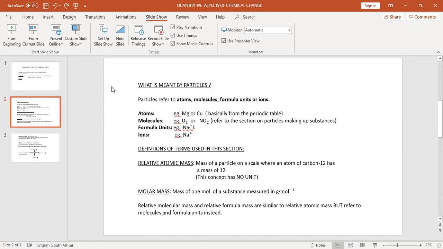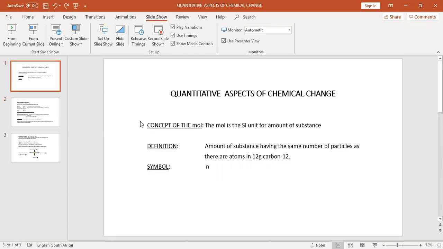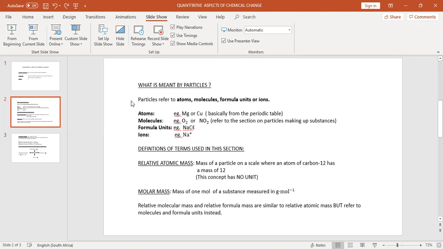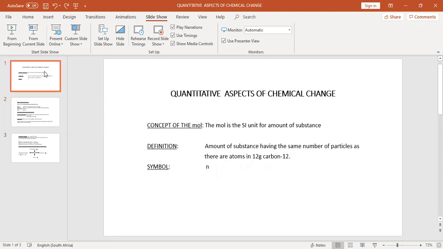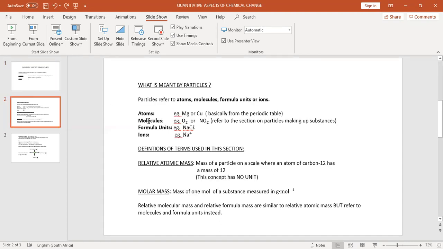And let's go back to the slide. If I have the same number of these particles, any of these particles here, as there are atoms in 12 grams of carbon 12, then I have 1 mole of particles, whatever particles I'm focusing on.